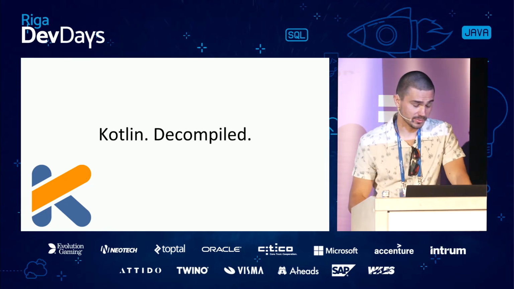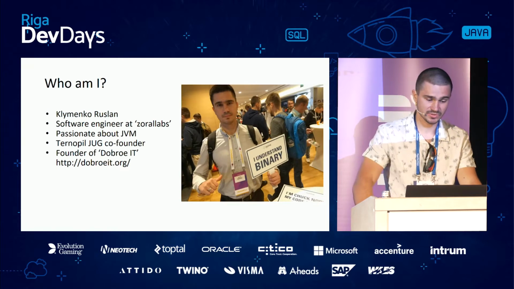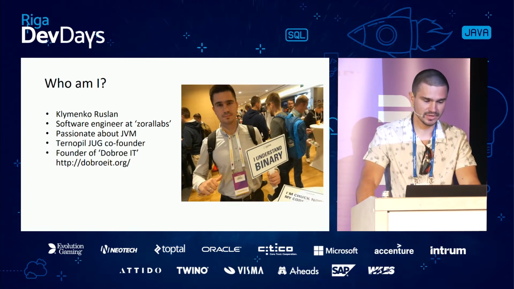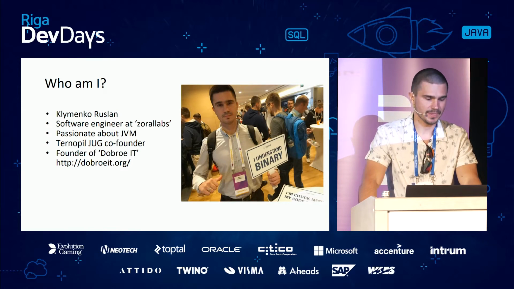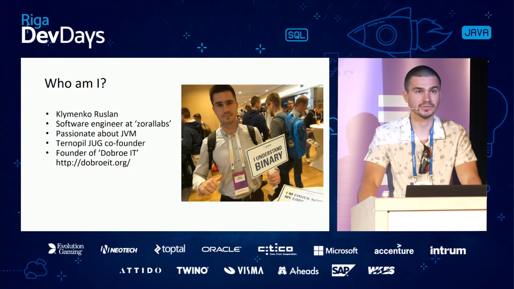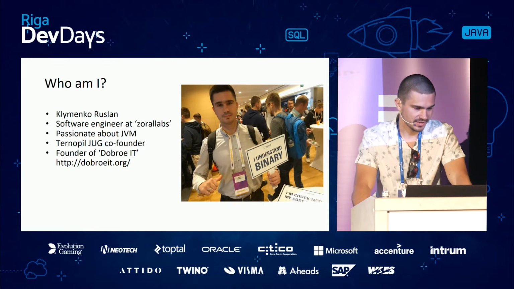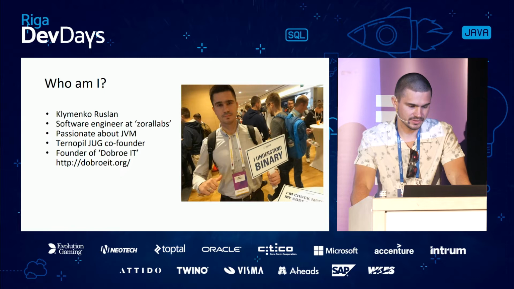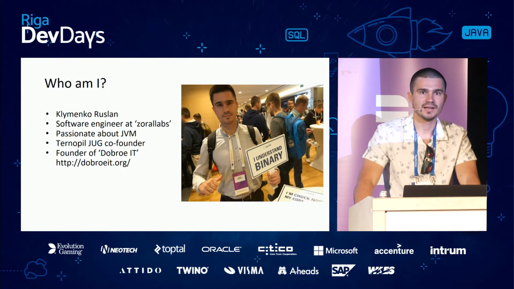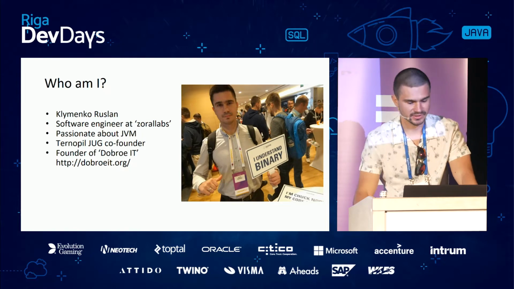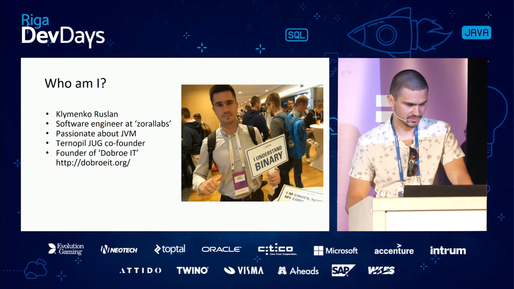So a few words about me. I'm Klymenko Ruslan. I'm a software engineer at Zero Labs now. I'm passionate about Java Virtual Machine. Also, I'm a co-founder of Java user group in Ternopil city. If you don't know, it's in Ukraine. And I'm a founder of Dobry IT. It's a non-profit organization which helps people to learn internet technologies and Java as well.